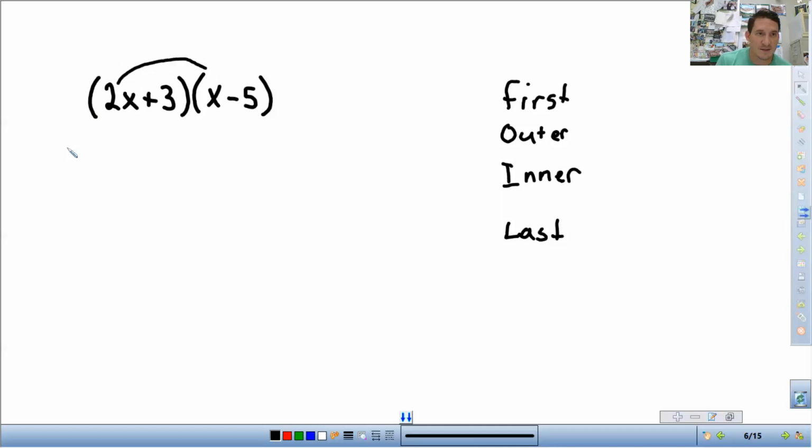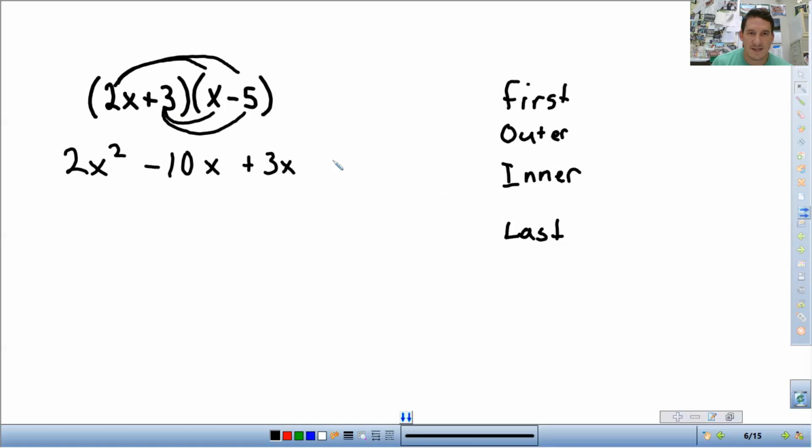So 2x times x is 2x squared. You multiply the outer two terms, so that's 2x times negative 5. So 2x times negative 5 is negative 10x. You multiply the inner two terms, 3x, and then the last two terms. So that's negative 15. Same thing, we have the like terms in the middle. Negative 10x plus 3x is negative 7x. So the final step is 2x squared minus 7x minus 15.